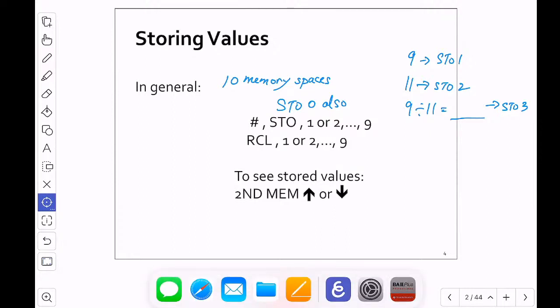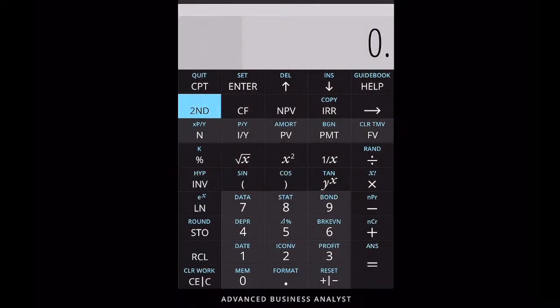So I put the value in, use store. Store is here in the third row from the bottom. So 9 store 1. Then I'm going to clear the screen and put 11 store 2. And what I'm going to do is look at the memory.